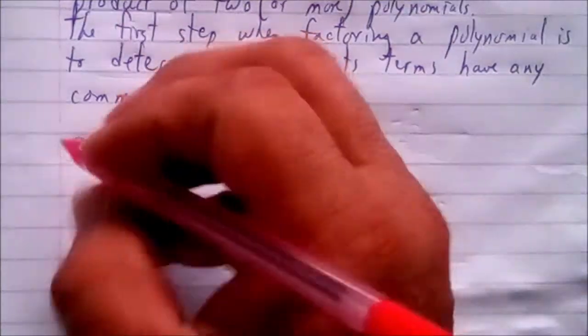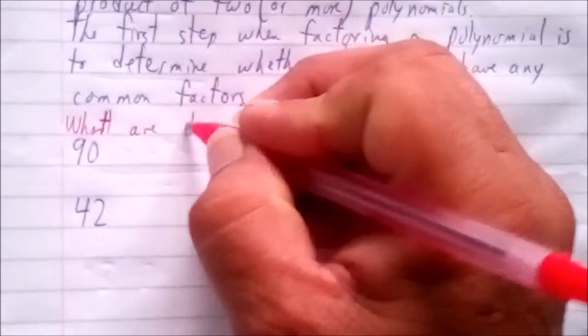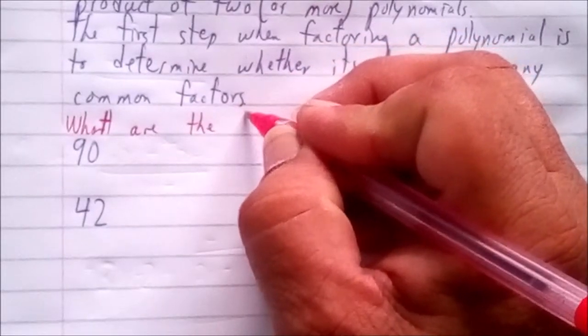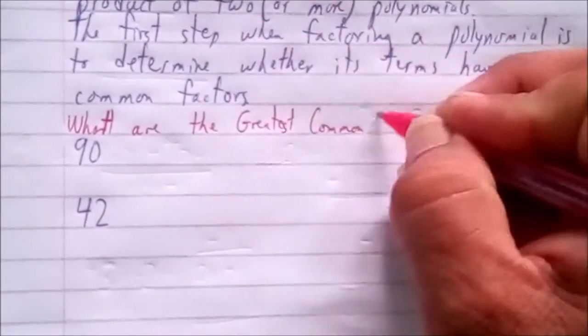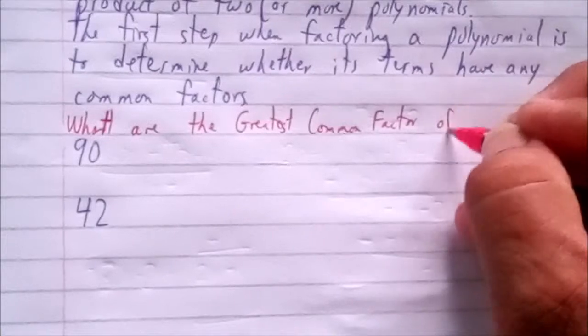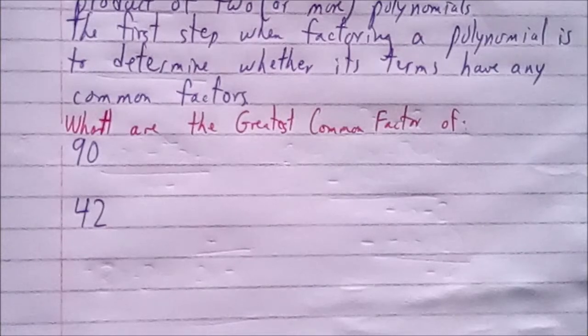So let me write it here. What is the greatest common factor of 90 and 42? What you are going to do is find the prime factorizations of 90 and 42. Now, how are you going to do that? I could ask you to give me the numbers and you should be able to do it, but that would not be fair, so I'm going to show you how you get those numbers.